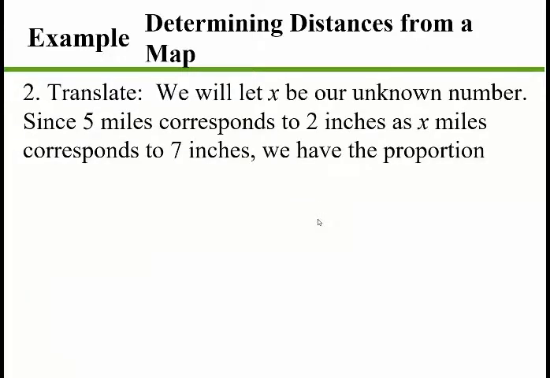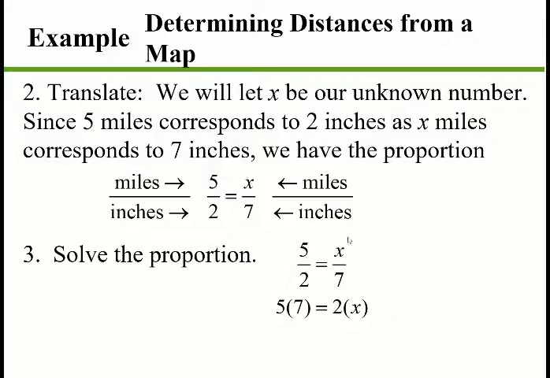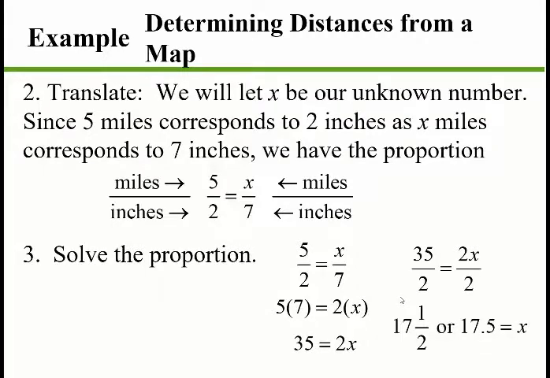So the next thing we're going to do is translate this. So we'll let x be some unknown number. Since 5 miles corresponds to 2 inches, that would mean that x miles, what we're looking for, corresponds to 7 inches, we have a proportion. So miles to inches, 5 miles to 2 inches, is equivalent to, I don't know how many miles to 7 inches. Well, here, just solve this proportion. You're going to use the cross product here. So 5 times 7 is equal to 2 times x. 35 is equal to 2x. Divide both sides by 2. And you get 17.5 is equal to x.